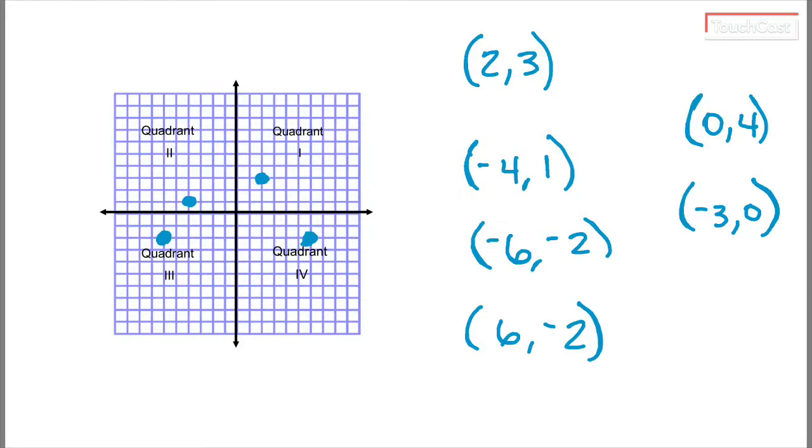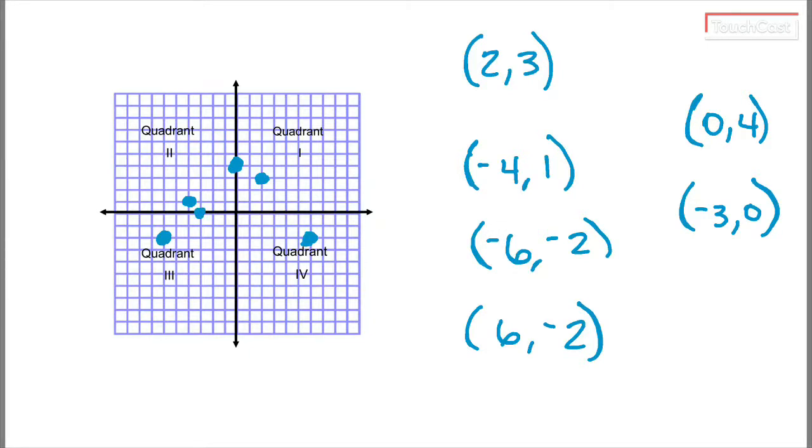Next we have 0, 4. So that 0 in the first place tells us that we're not going to go right or left, and the +4 tells us that we're going to go up. So our ordered pair winds up at 1, 2, 3, 4, right there. That's 0, 4. And last we have -3, 0. So that -3 tells us to go to the left 3 spaces, and the 0 tells us that we're not going up or down. So that ordered pair is right there.